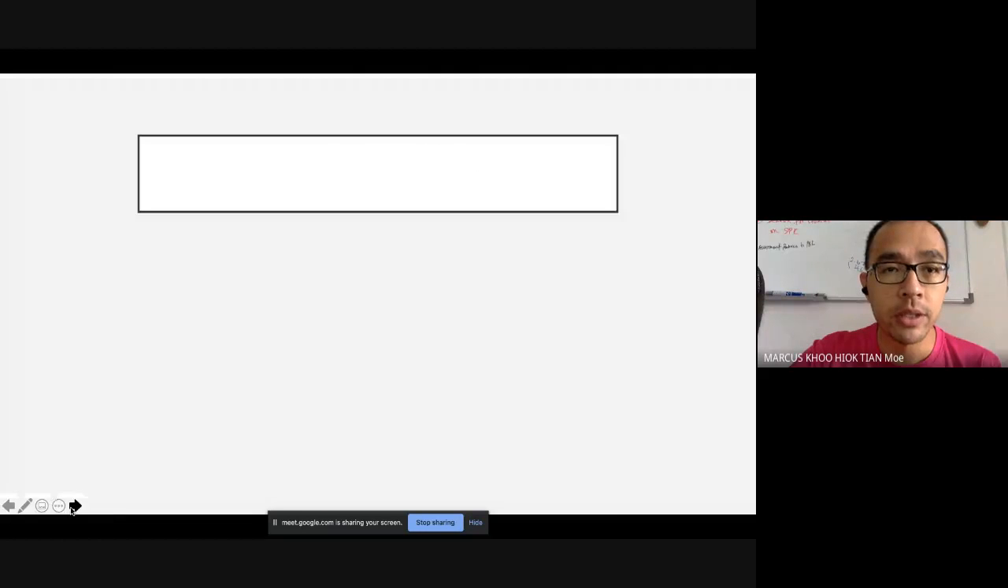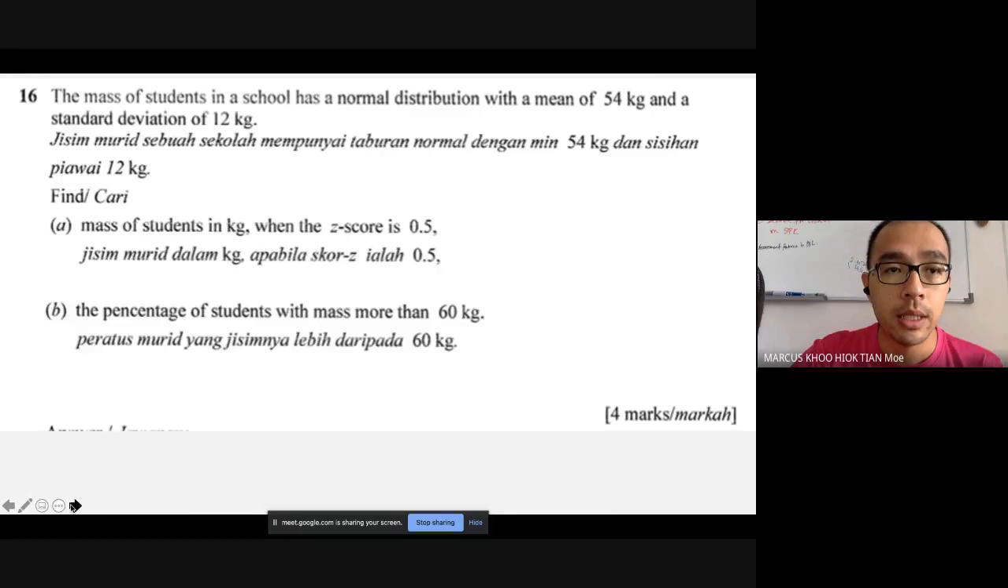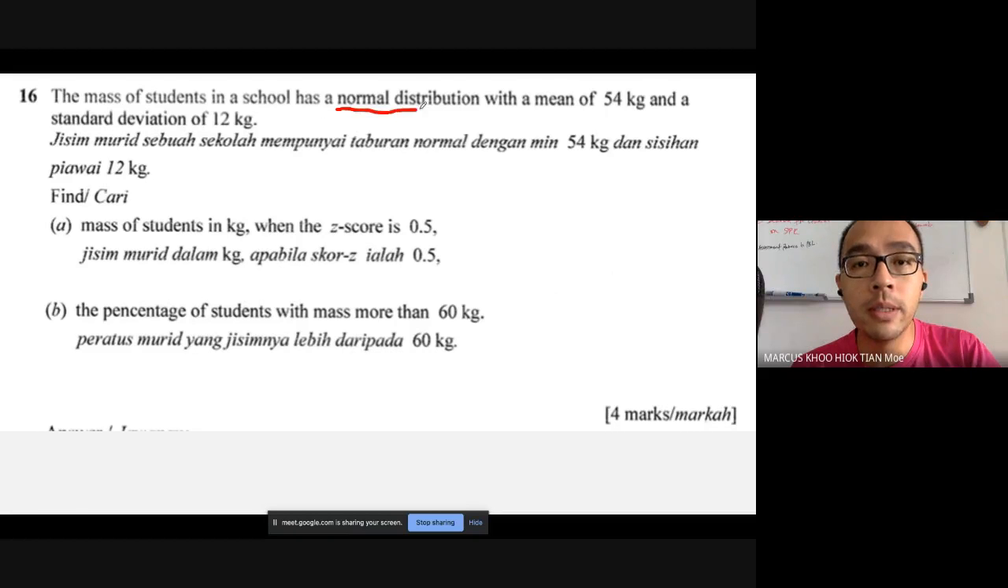Okay, moving on to the next question. The mass of students in the school has a normal distribution. When you see the words normal distribution, you know which chapter we're talking about. It's probability distribution. And when you see normal distribution, you have to come up with a table. Definitely must have the table already.